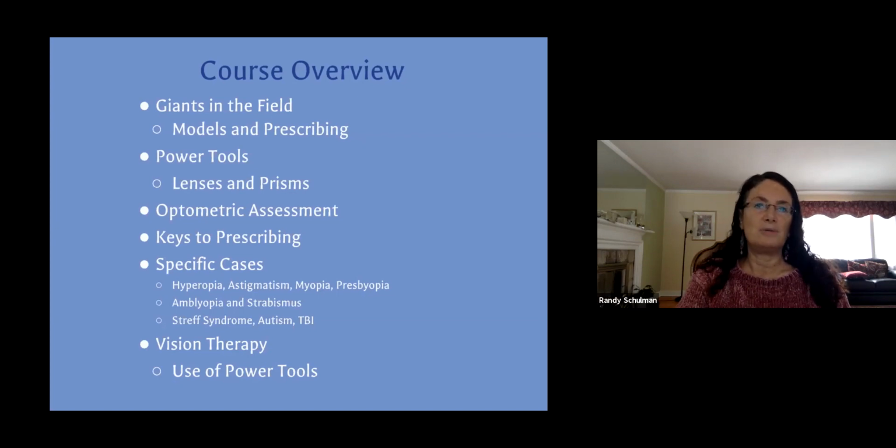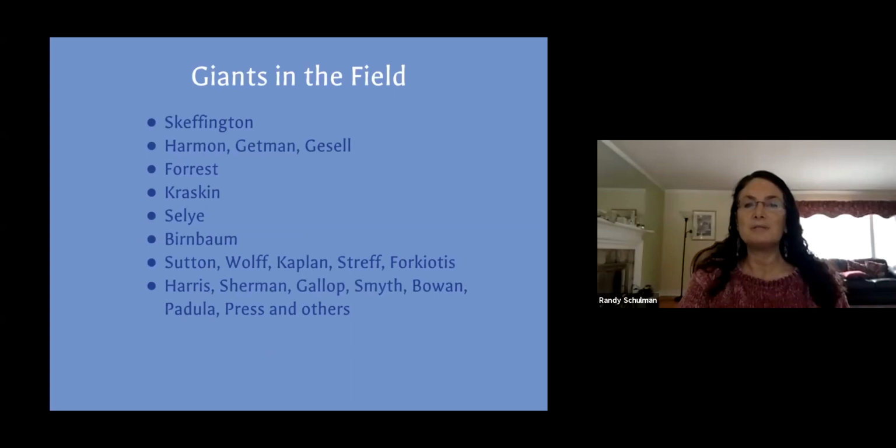And then I also want to really talk about vision therapy and how we can utilize lenses and prisms in vision therapy. That's something that I think is underutilized, and they can be very, very powerful in facilitating treatment and speeding up the course of vision therapy. All right, so here are some of the names, some of the giants in the field.